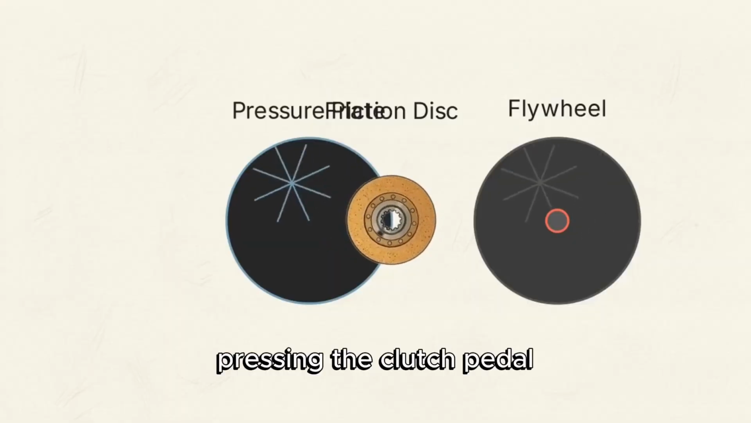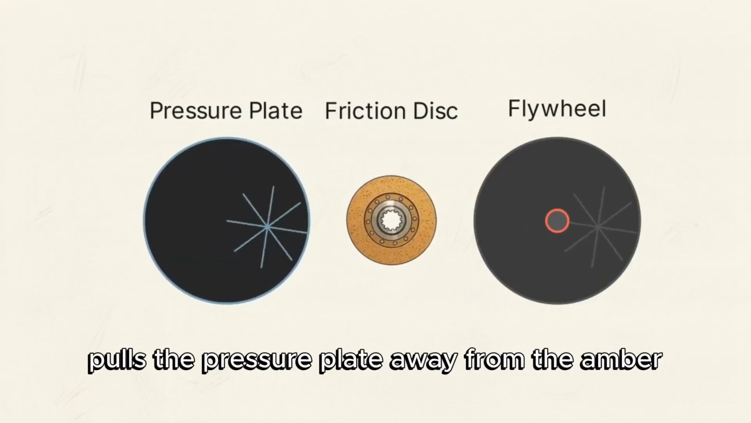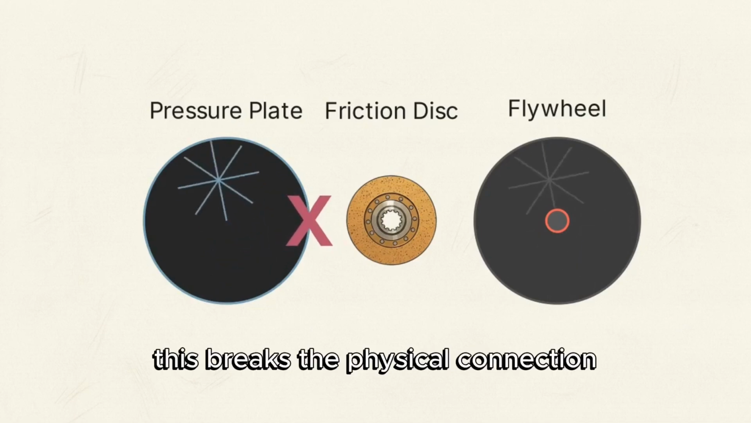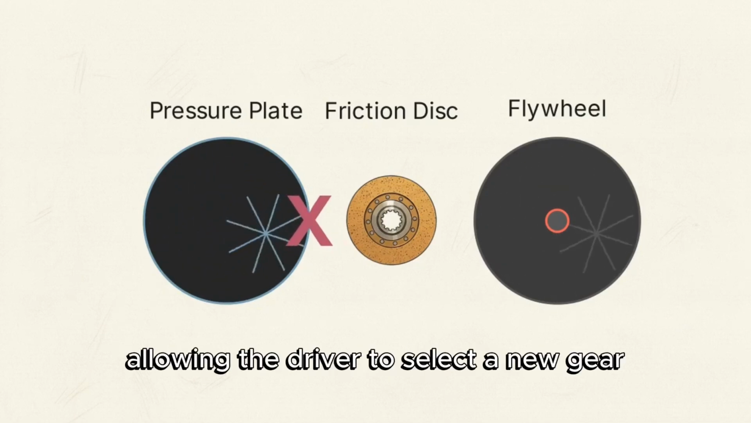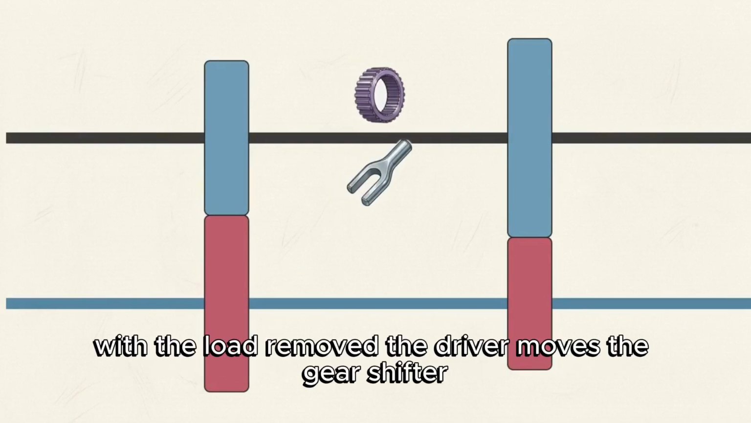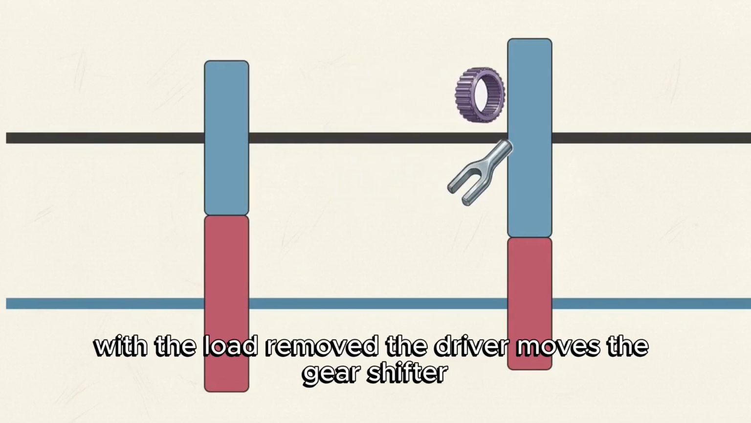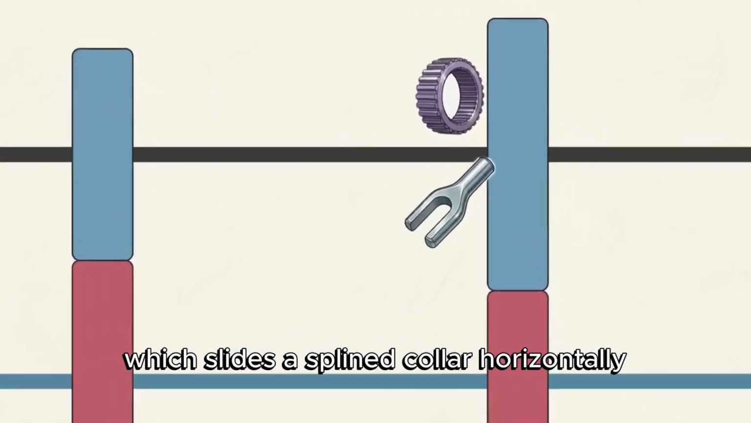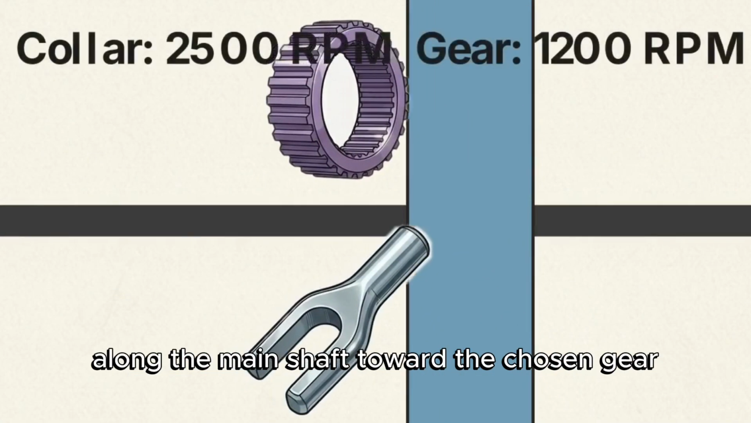Pressing the clutch pedal pulls the pressure plate away from the amber friction disc and the steel flywheel. This breaks the physical connection, allowing the driver to select a new gear without the components being under load. With the load removed, the driver moves the gear shifter. This pushes a rod connected to a shift fork, which slides a splined collar horizontally along the main shaft toward the chosen gear.